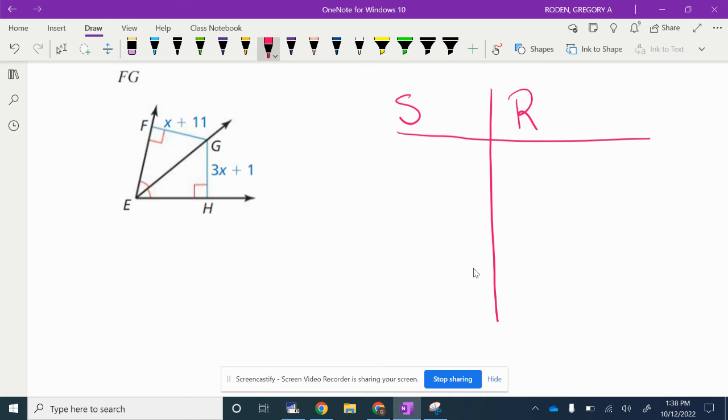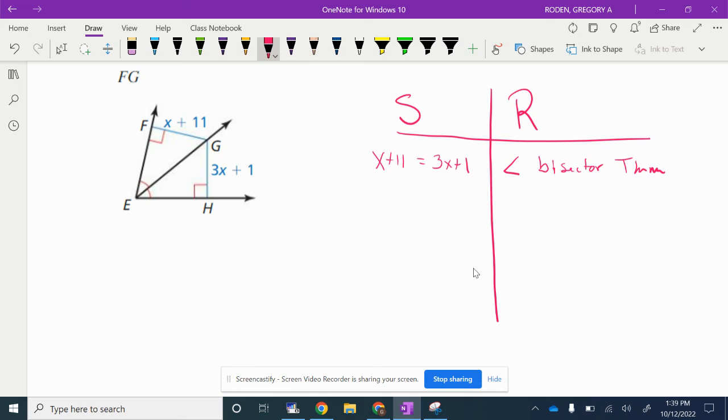X plus 11 equals 3x plus 1, because of the angle bisector theorem. Now, here's my question, Grady. Why can you use the angle bisector theorem on this? What makes this possible? Because if a point lies on the bisector of the angle, it is equidistant from the two sides of the angle. Okay, so how do we know it lies on the angle bisector?